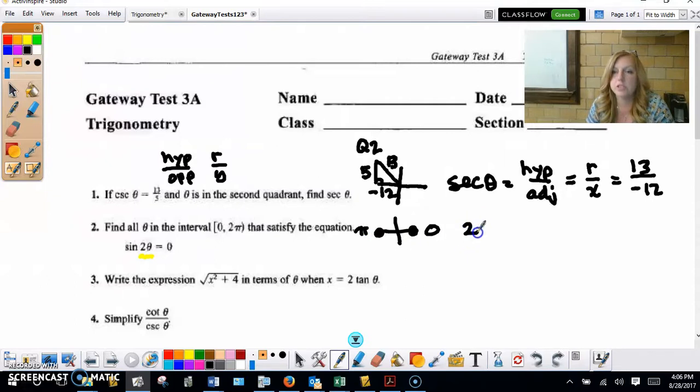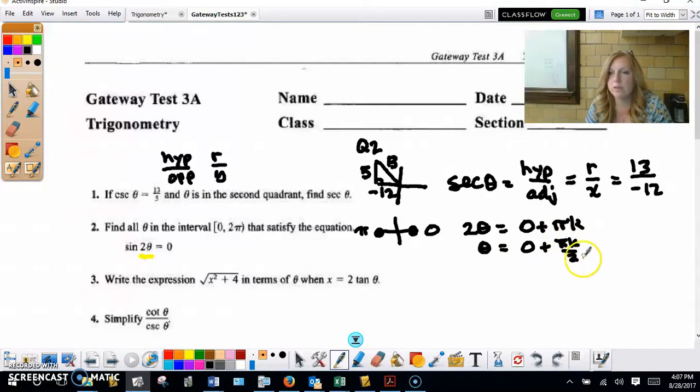So I know that initially 2 theta is going to equal 0 plus, and I'm going to use pi k. That gives me all the angles going around half a circle that will have 0 as a sine ratio. Then I simply divide everything by 2. 0 plus pi k over 2.